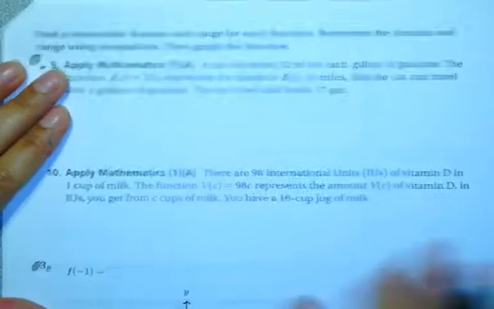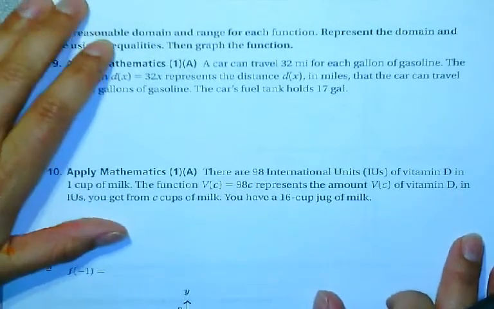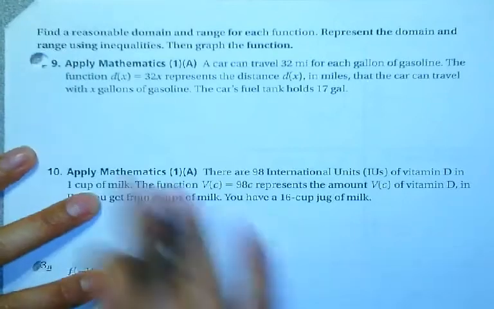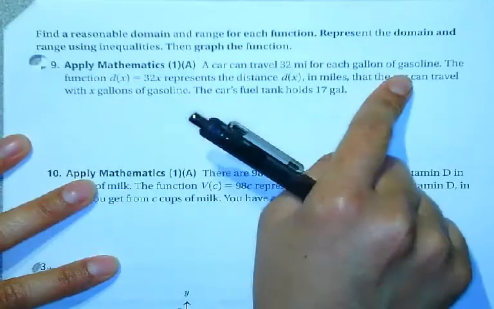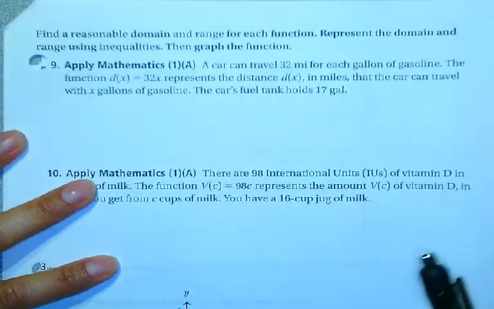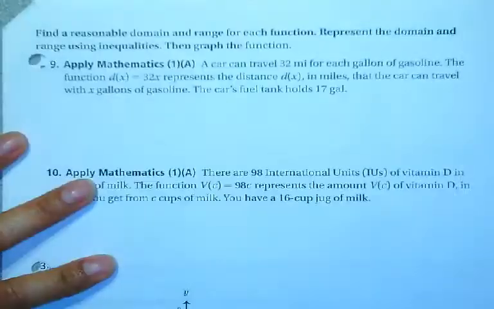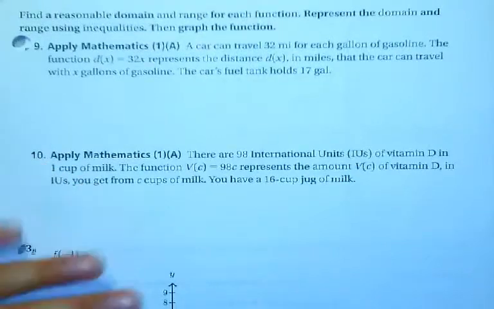So I got cut off in the other video. This is video 2 of Unit Exam 2 review. I'm going to do the finding the reasonable domain and range for this problem over here. Number 9, the car problem, and it's the last page in the front.